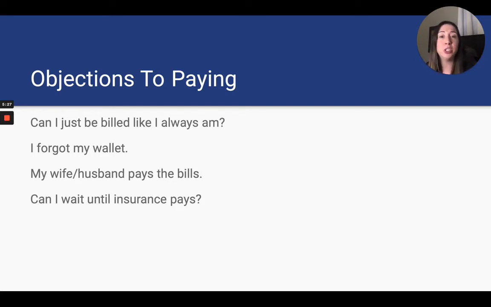So you're giving them the two options. Yes, we do have financing. This is it. Or we can accept full payment today. Which would you prefer? Again, it's just sticking to the guidelines that you've set in your office and just saying that is our protocol.